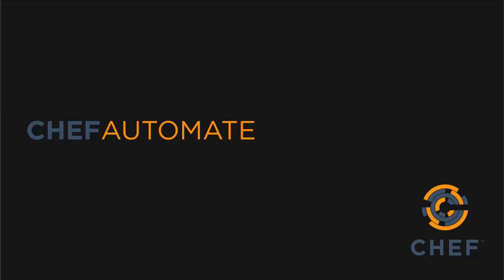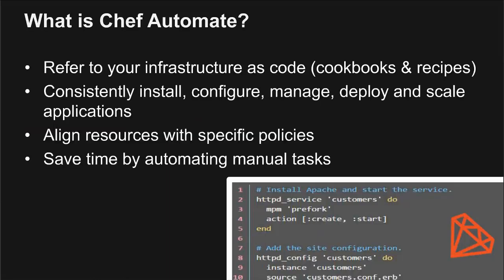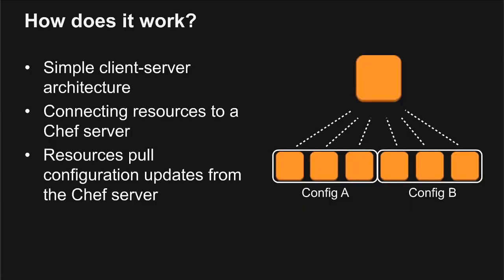So as part of that, let's talk about what Chef Automate is. Chef Automate is a product. It allows you to define your infrastructure as code using cookbooks and recipes. It allows you to consistently install, configure, manage, deploy, and scale your applications, and allows you to align specific resources, so instances, ELBs, RDS databases, with specific policies, and that saves you time by automating manual tasks.